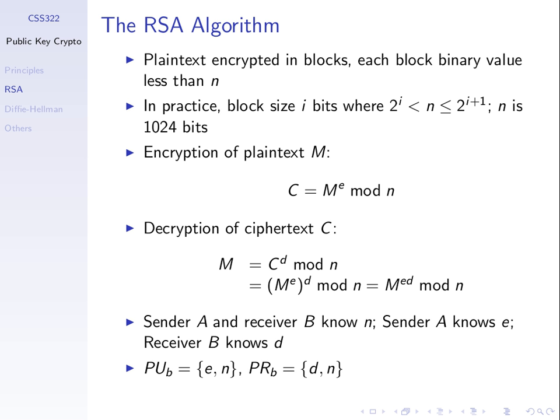Mod n, mod n. But we don't need both because it's the same. 10 mod 20 equals 10. 10 mod 20 mod 20 equals 10. If we keep modding by the same value, we'll still get the same answer. So we don't need 2 mods here.